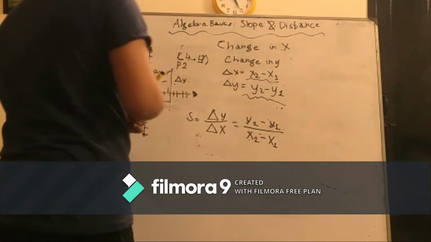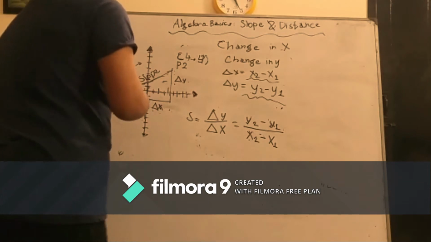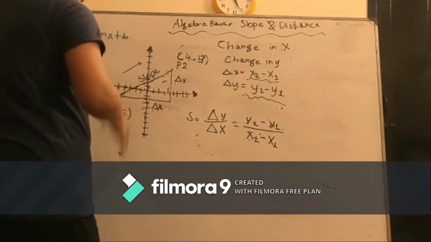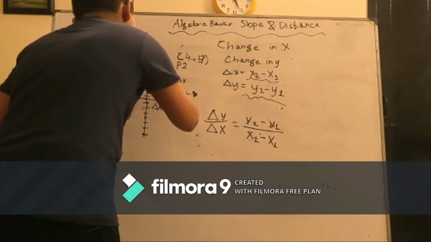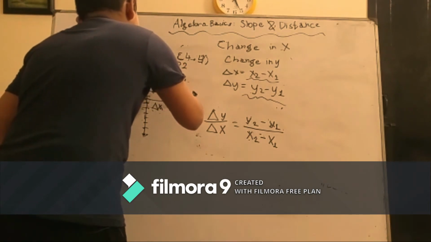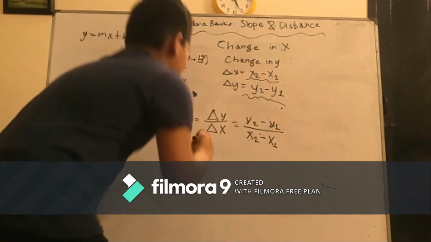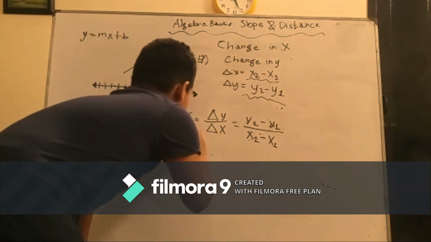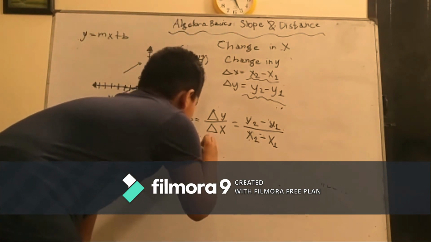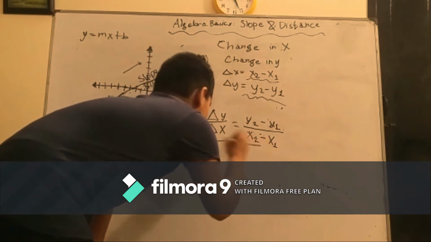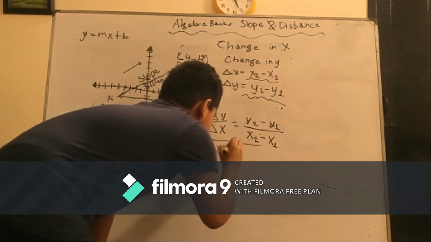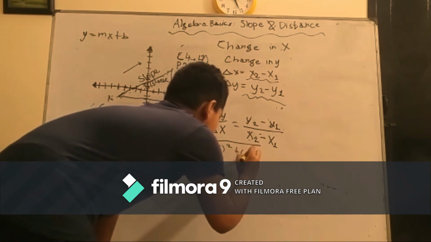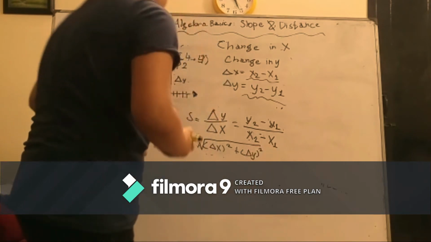So now, before we calculate the slope, let's look at the distance formula, the distance between 2 points. This formula is actually a bit familiar. This is how it goes. Distance equals the square root of delta x squared plus delta y squared.